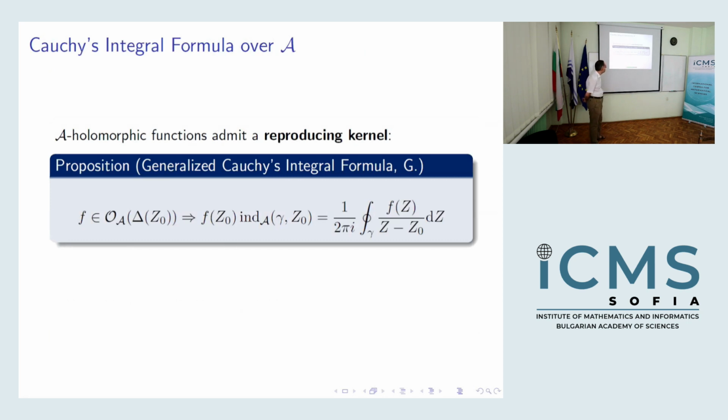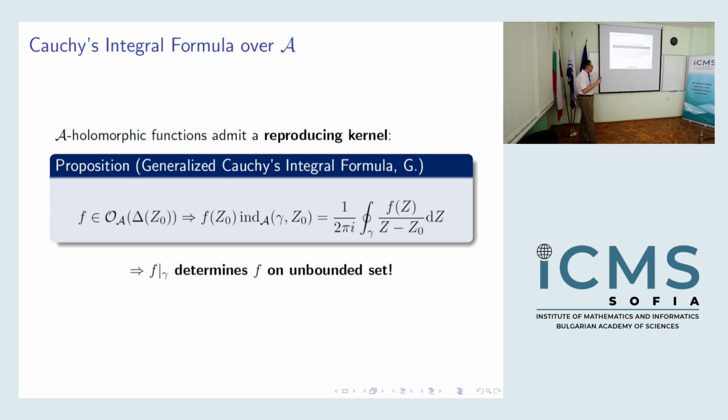Right, and so now armed with this notion of index, one can establish the existence of a reproducing kernel, which is what the traditional Cauchy integral formula tells us. So if you have an A-holomorphic function, let's say over a polydisk around the point Z0, then the expected formula actually holds. As long as, of course, once again, the integral on the right-hand side is well defined. So we're taking some simple loop in this polydisk such that when shifted by Z0, it is invertible.